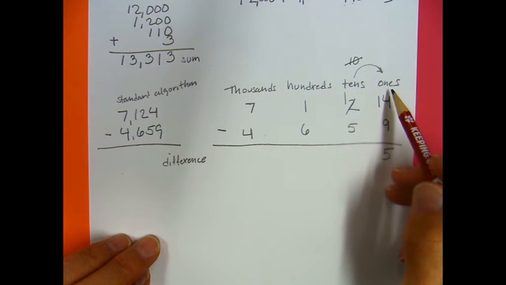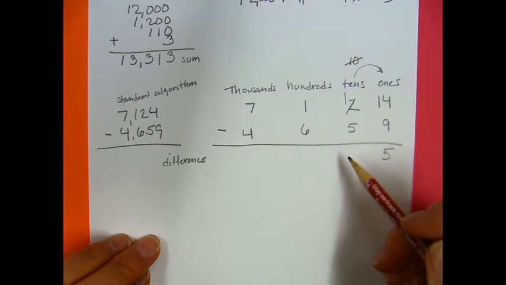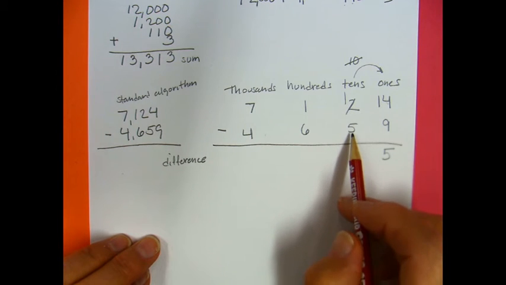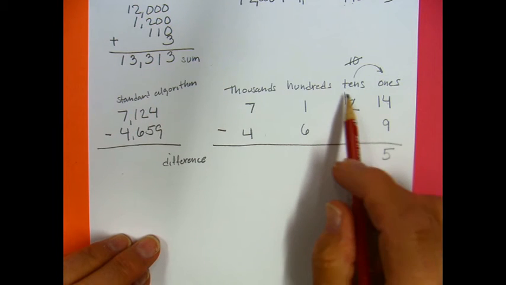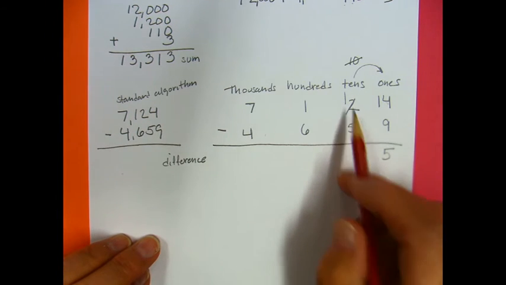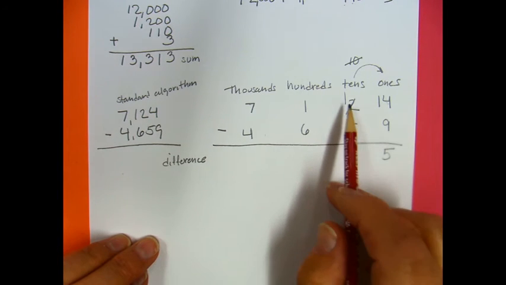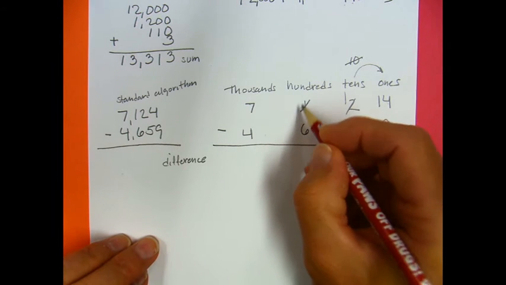Now here we have 1 minus 5. Again, we have 1 ten minus 5 tens. This is too small a number. We can't remove 5 tens from 1 ten. It's impossible. So we're going to move one of our hundreds over to the tens place. So this becomes 0, and we're moving a hundred over to our tens place.